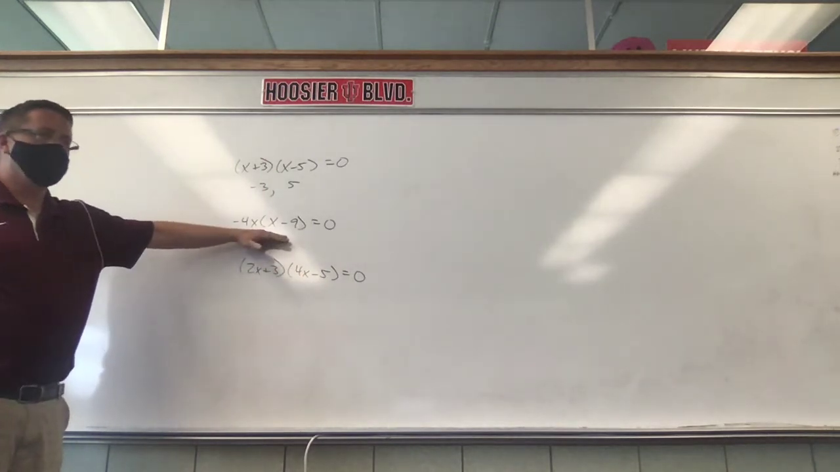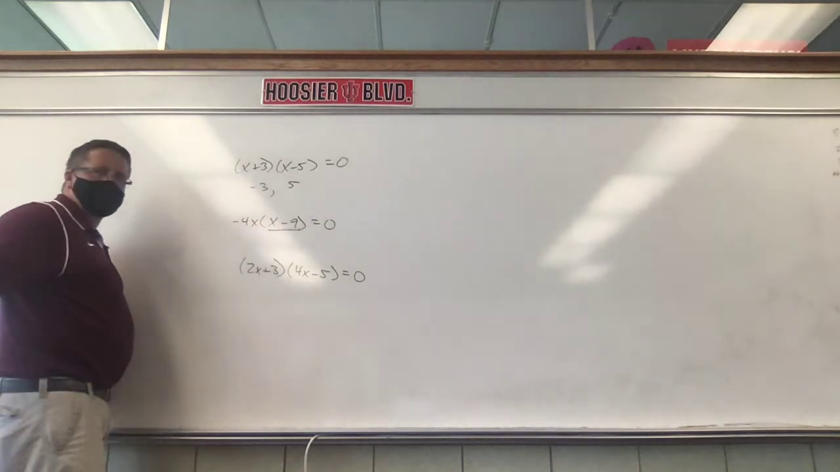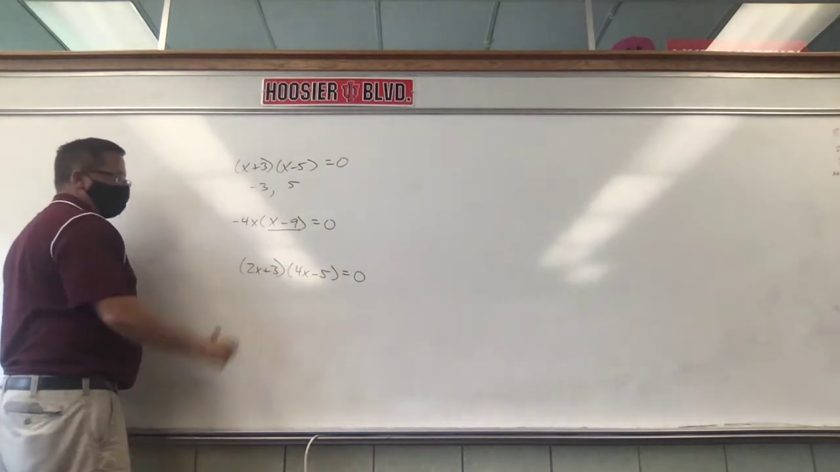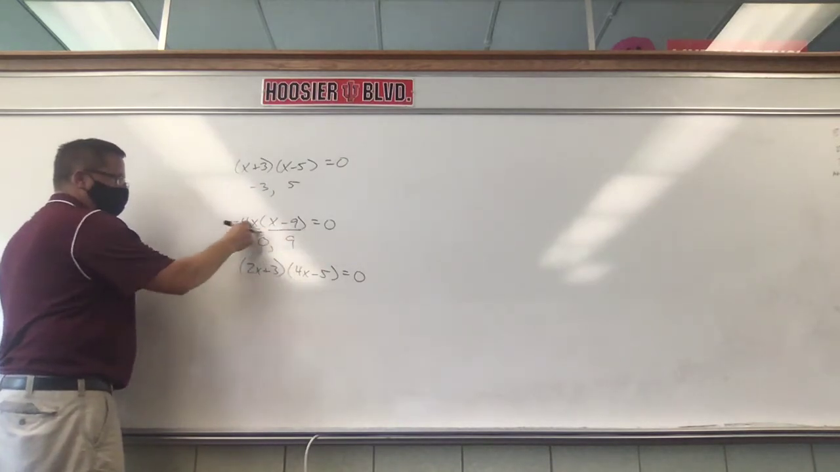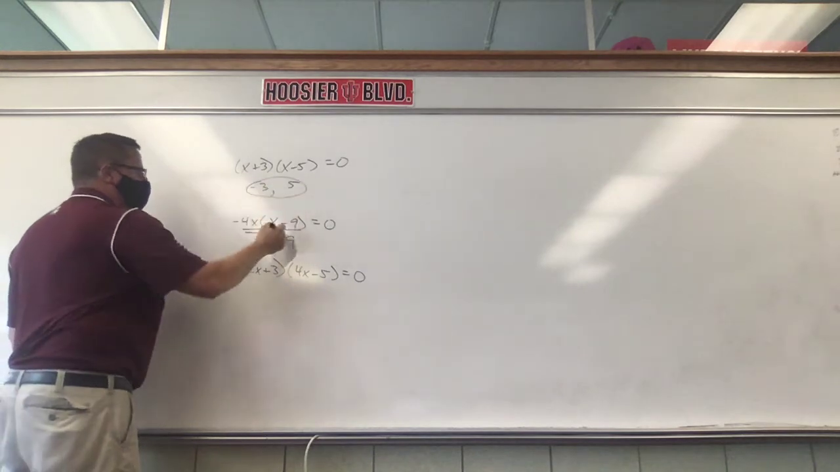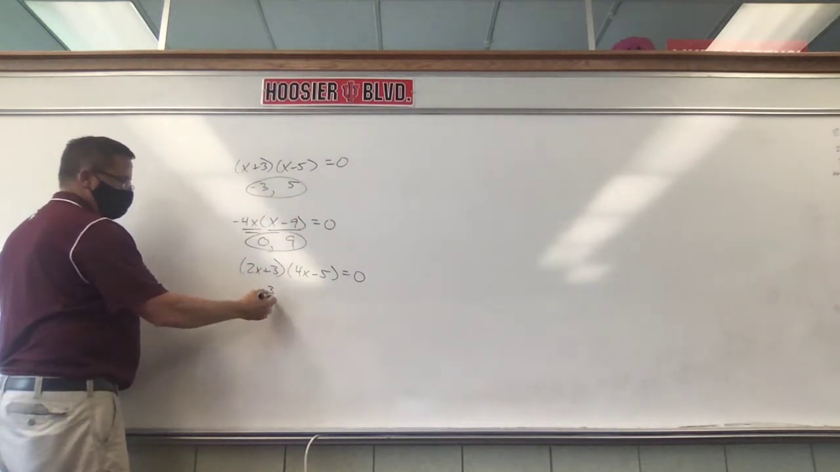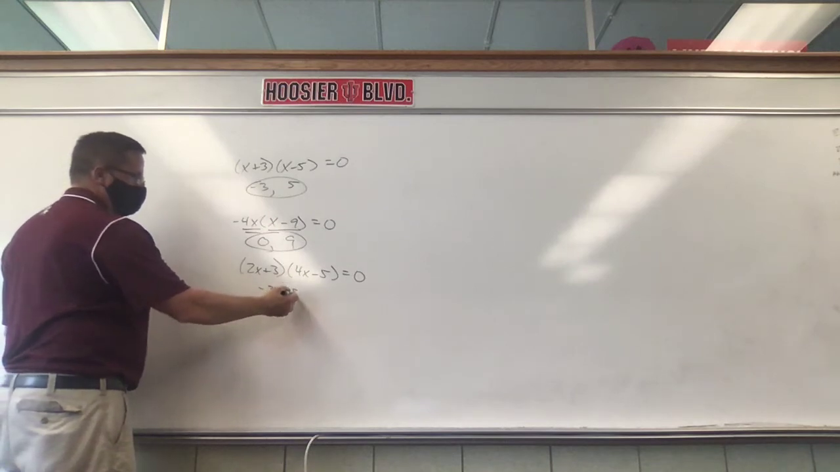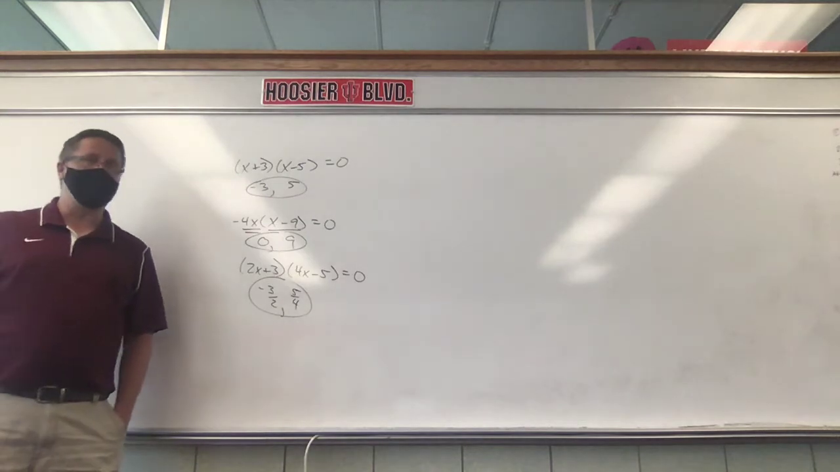This one right here, what are the answers to this one? What makes this 0? Oh, you already answered this one. Positive 9 and 0. 4 times 0. Okay? And what are the answers to this last one? Negative 3 over 2 and 5 over 5. Easy. If you can do those 3, you get through more than half the assignment.